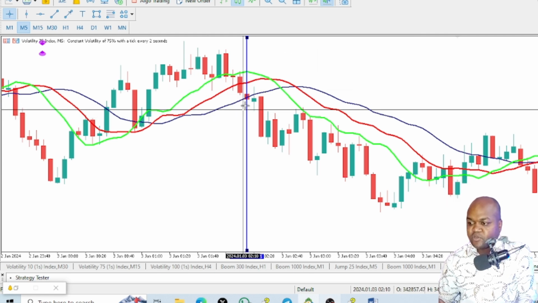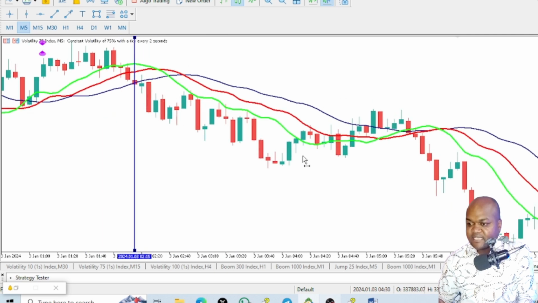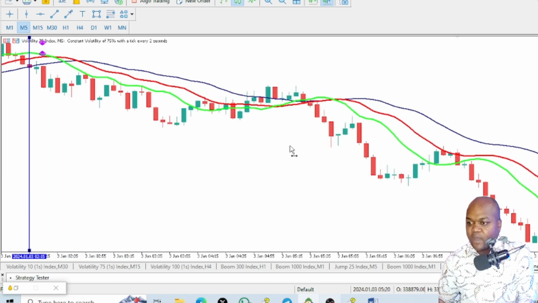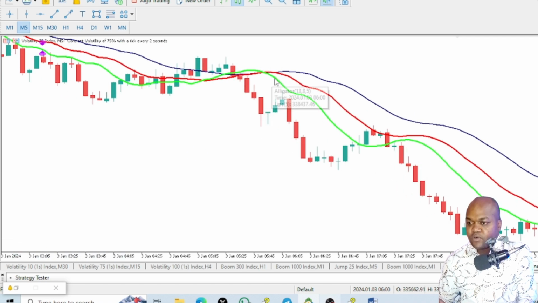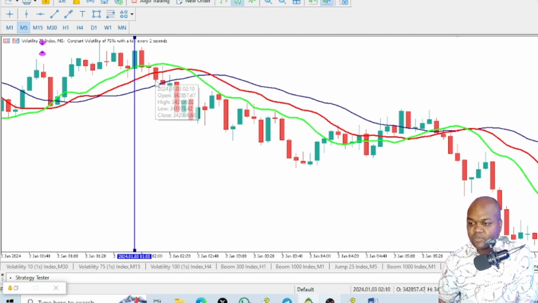Starting from this period, we're looking for selling opportunities, and we want to start trading when these lines are separate, like what we see at this particular level. So one, you want to wait for the price to close below the red line. Once price closes below the red line, we have this bearish candle here, this red candle. We can see it was the first candle that closed below this red line.